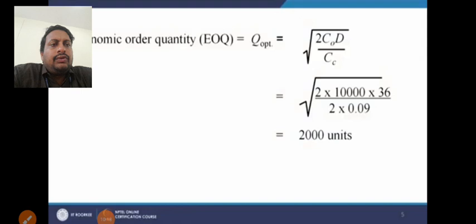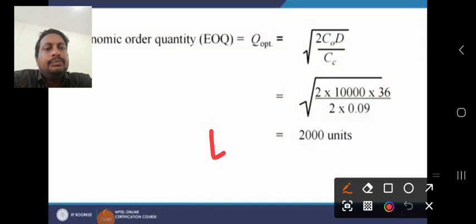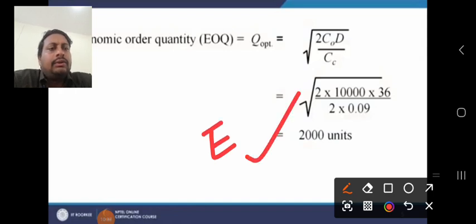So we know all the values. The ordering cost is 36 rupees and annual demand is 10,000. The carrying cost is 2 into 0.09. Then the economic order quantity is 2000 units. So the EOQ, economic order quantity, is 2000 units.